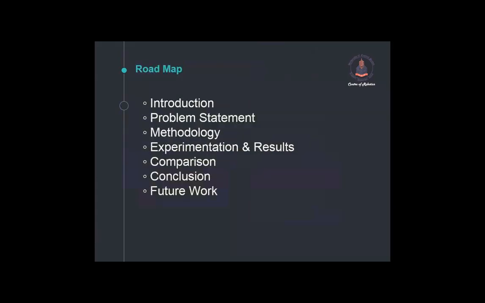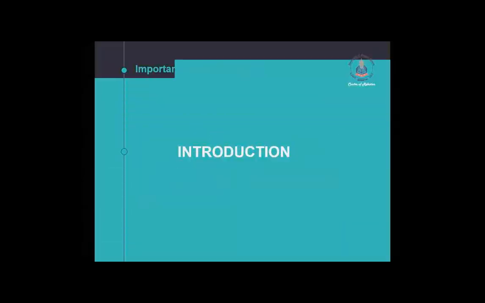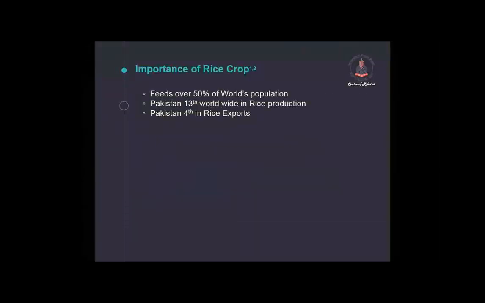So I will introduce the problem, present the problem statement, the methods, experiments, results, comparison, and then I conclude the talk. So what we have focused on is the main food crops in Pakistan. Pakistan is a country which depends a lot on its agriculture. So Pakistan is called an agricultural country.